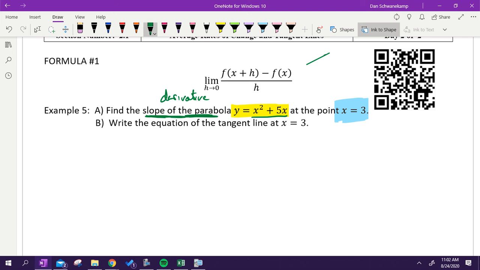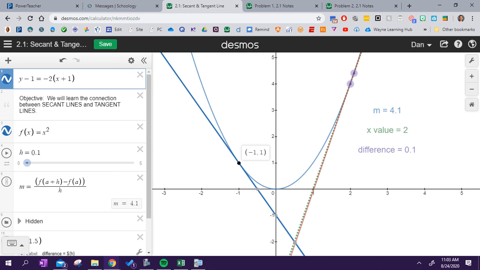Find the slope of this parabola. The limit as h approaches 0 of f of x plus h. Okay? F of x plus h. Well, this is f of x, right? This is y. That's f of x. Same thing. If I'm doing f of x plus h, what do I need to do with that equation? Plug in x plus h.